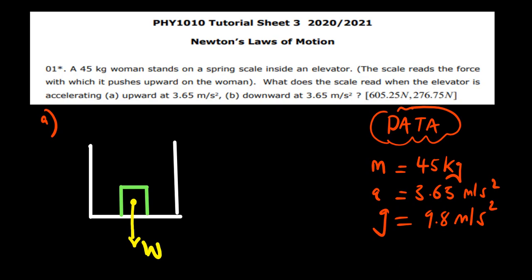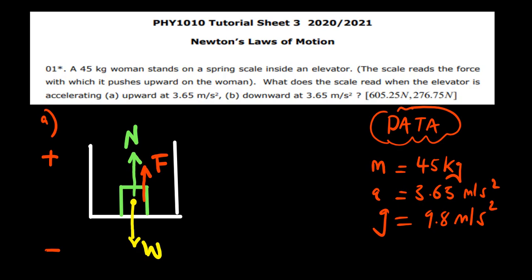This woman also has a normal force going up, which I'll abbreviate as N. At the same time, she's moving upward, so there's a force that is pulling her upward. Let's call this force F. So these are the forces acting on this woman. Let's assume that going up is positive, coming down is negative.